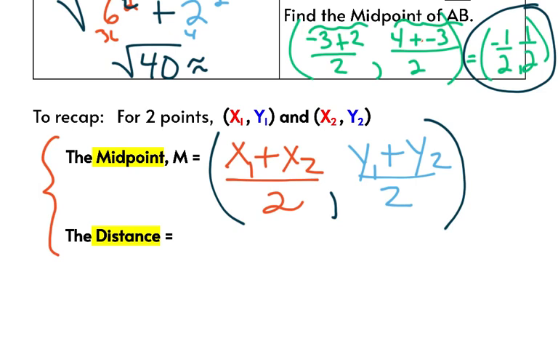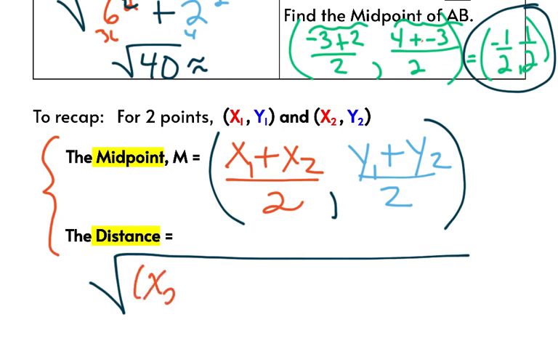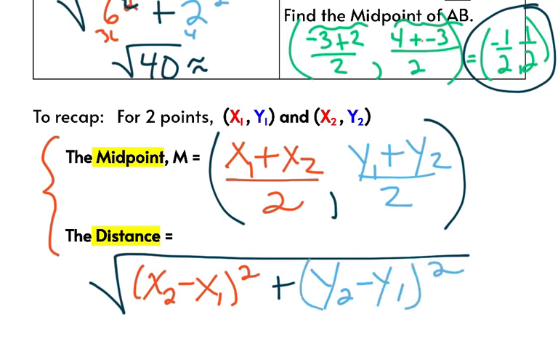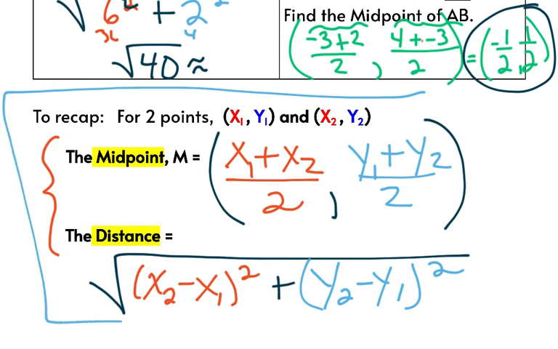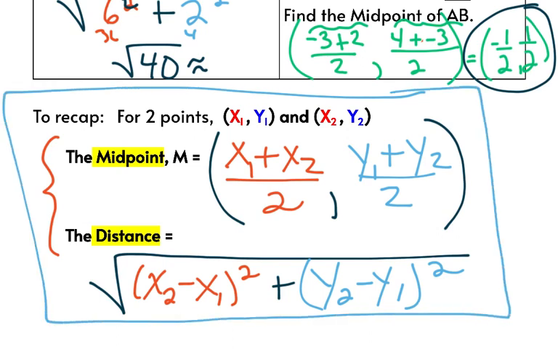The distance is a number. It's how long it is. And to find it, we do the square root of what we get when we do subtracting of the x's and squaring it, plus subtraction of the y's and squaring it. All right, so those are our two formulas for today. Midpoint formula, distance formula. Have them written big, front and center. All right, have a good one.